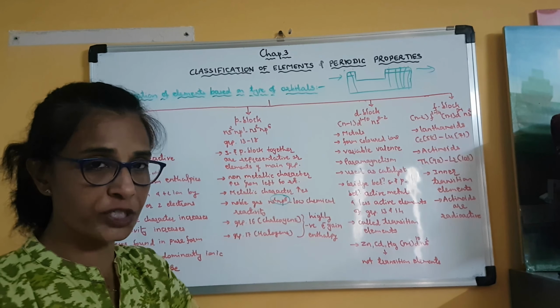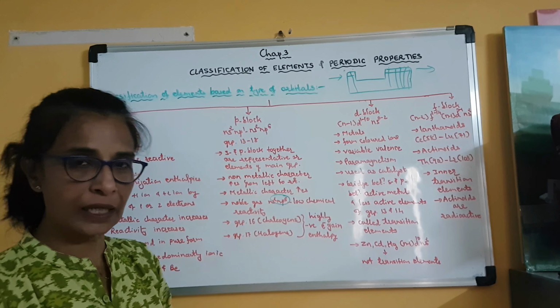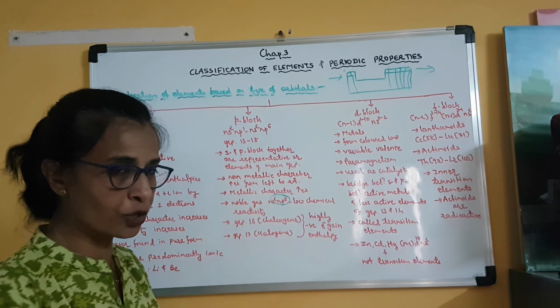Group 16 elements, preceding the noble gas group 18 elements, there are two groups, group 16 and group 17. Group 16 elements, the oxygen group, are known as chalcogens, and group 17, the fluorine group, are known as halogens. Clear? So these two names you have to remember.